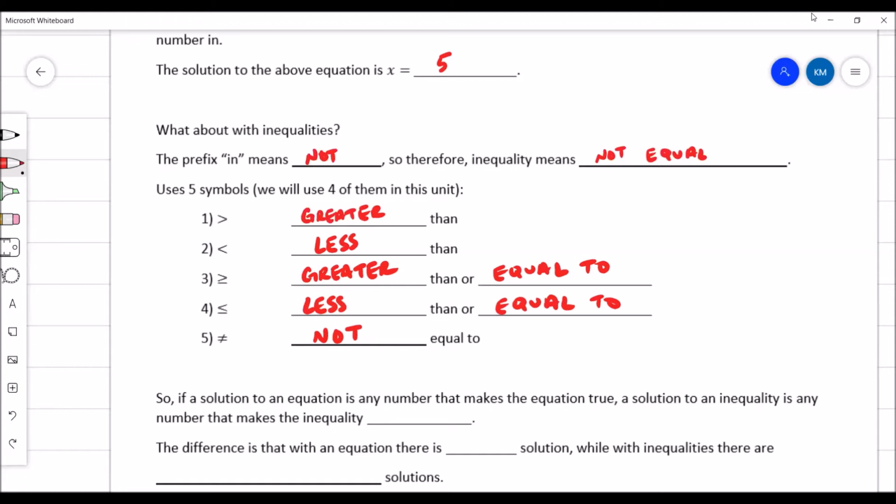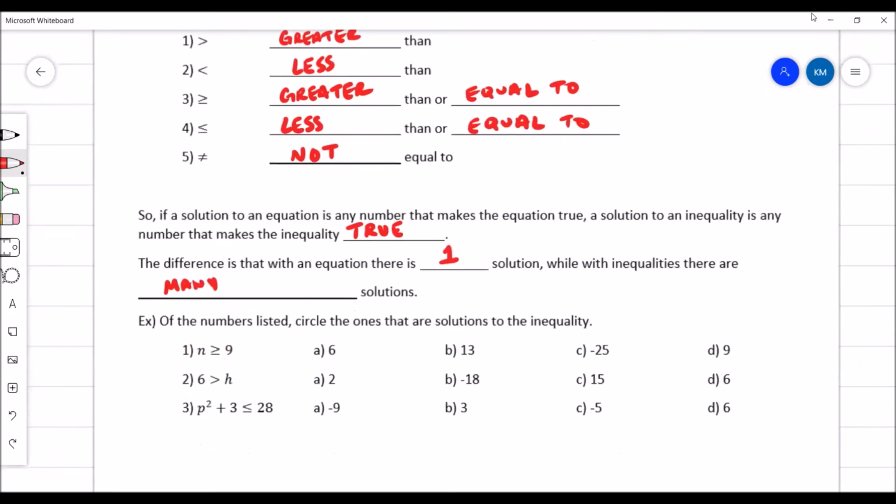So if a solution to an equation is any number that makes the equation true, a solution to an inequality is any number that makes the inequality true. The difference is that with an equation, there's one solution, while with inequalities, there are many solutions. I should even say infinitely many solutions, but I'll just say many.